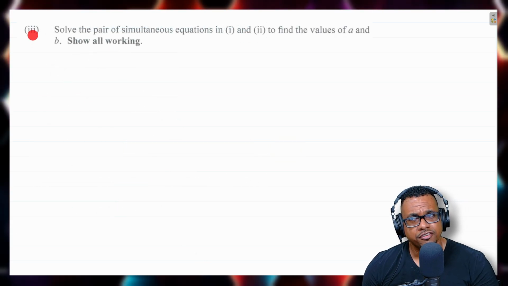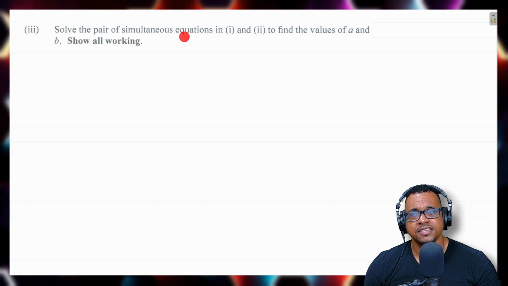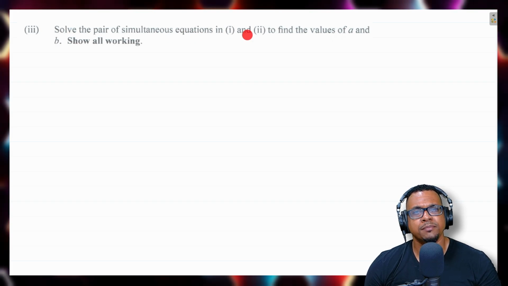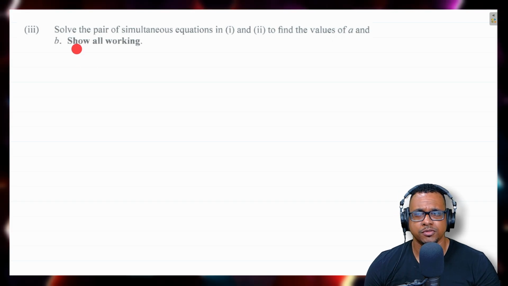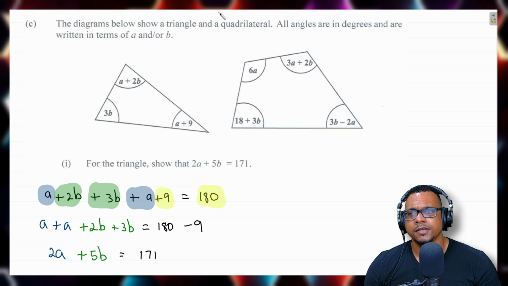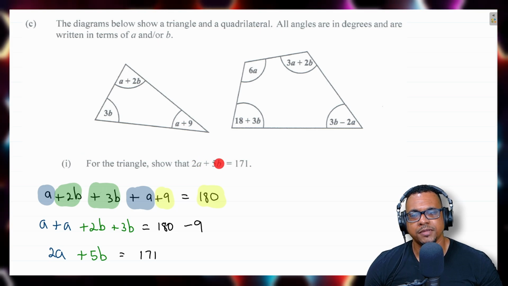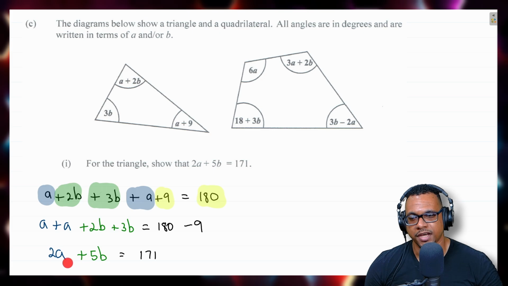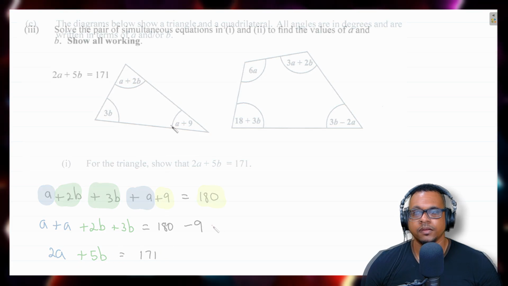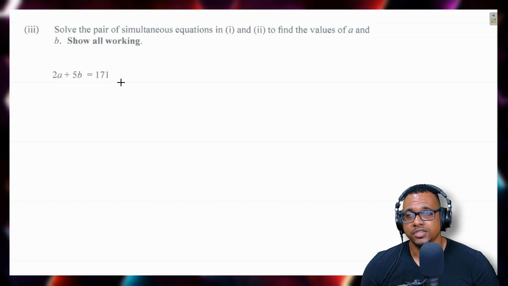And now this part 3 is the last part of question 2. So here we want to solve the pair of simultaneous equations in part 1 and part 2 to find the values of a and b. Of course, I want us to show all working. So let's go back. So in part 1, our equation is 2a plus 5b is equal to 171. Of course, we show that here. So here we have the equation from part 1, and we'll call that equation 1.